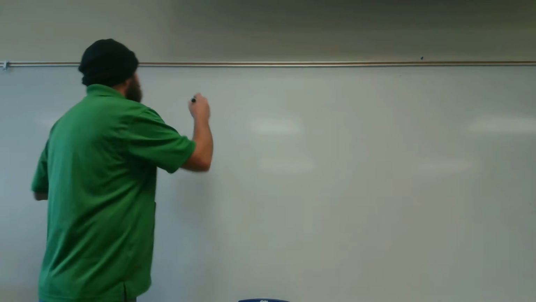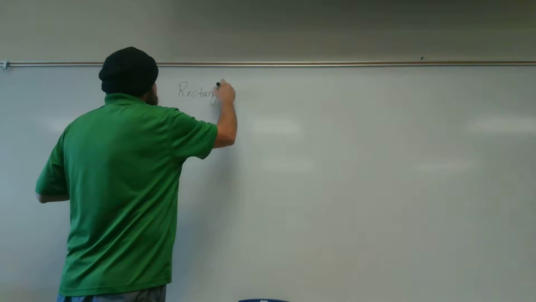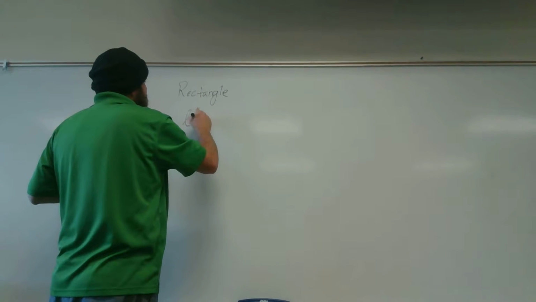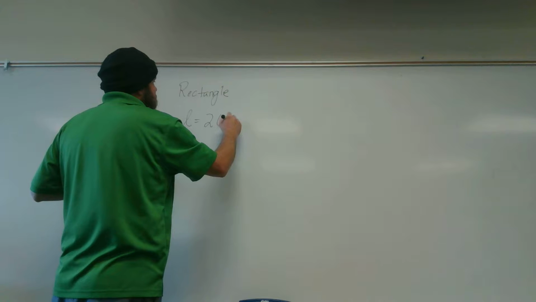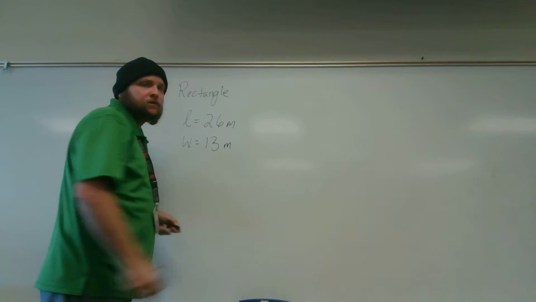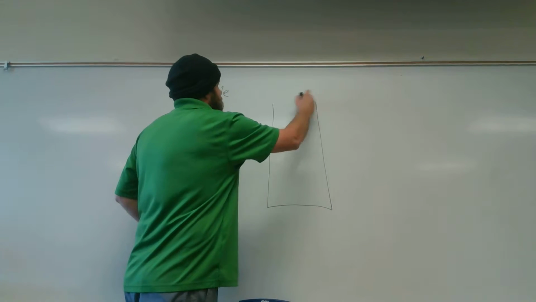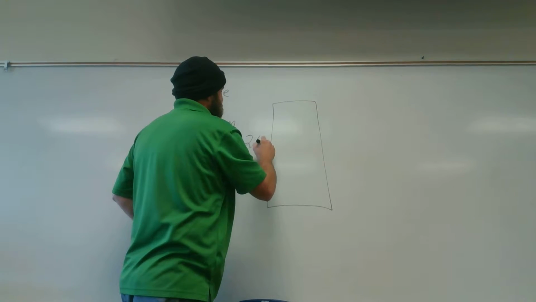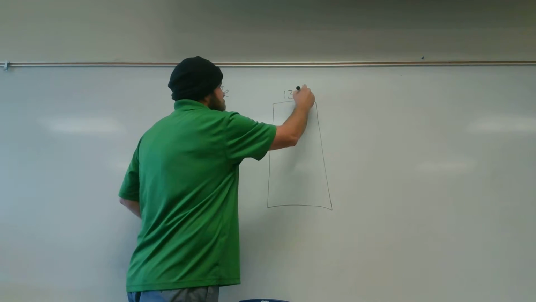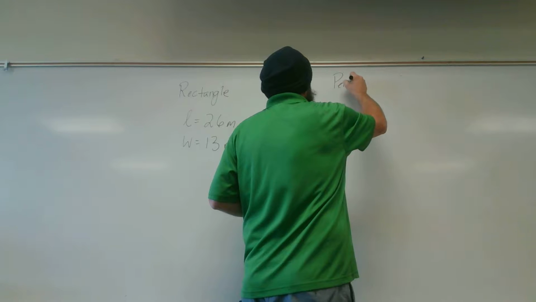So let's say, for example, you had a rectangle with a length of 26 meters and a width of 13 meters. You would have to draw the picture. 26 meters, 13 meters. And we're going to find the perimeter of this rectangle.